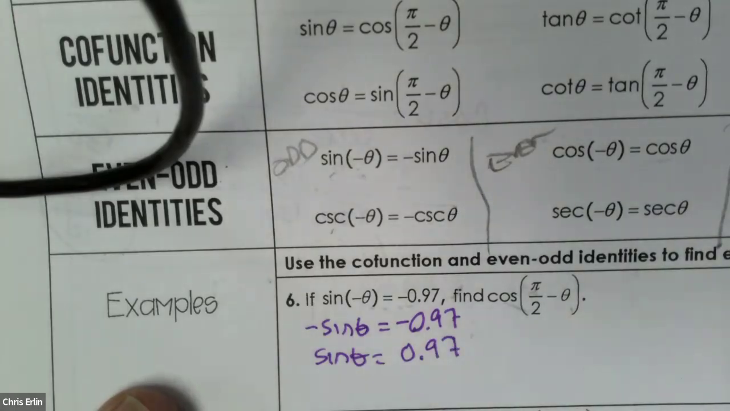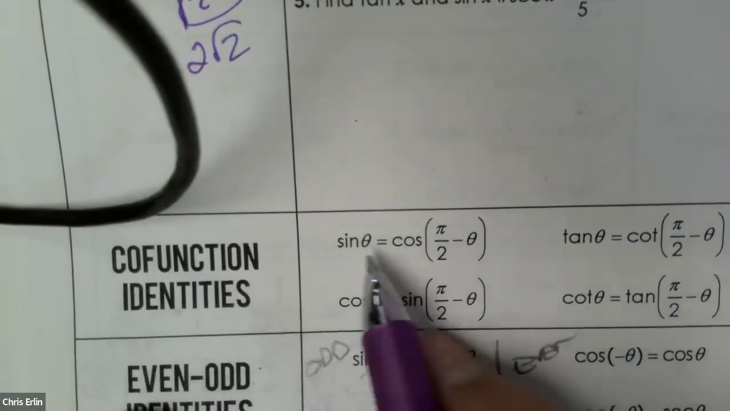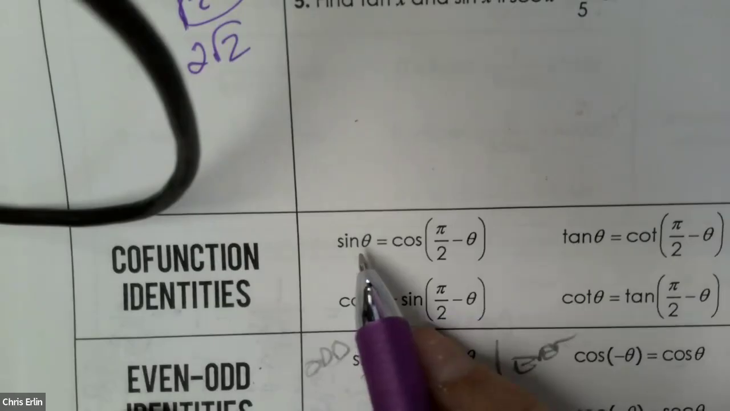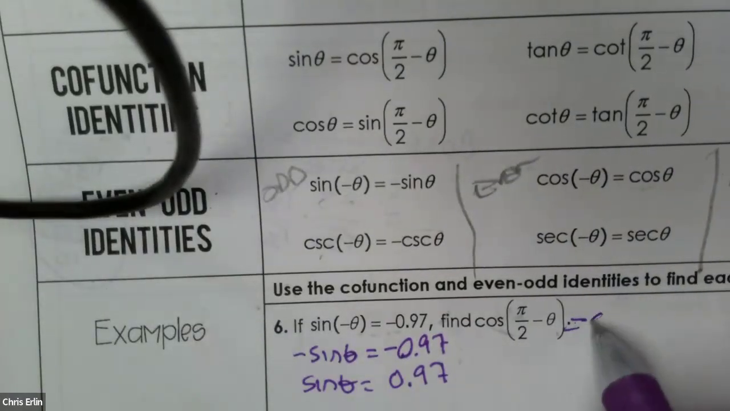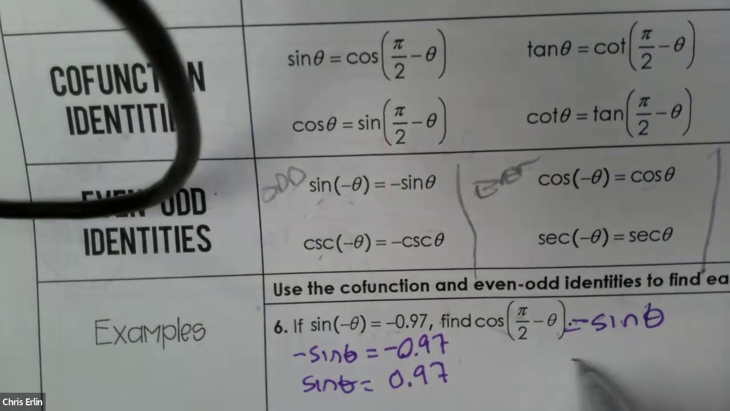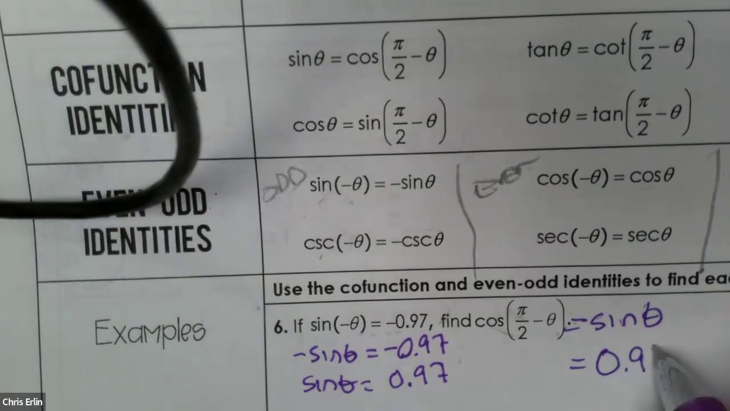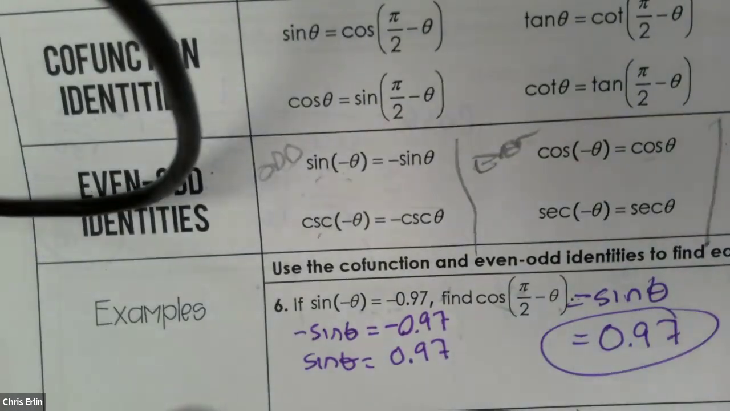I'm just going to sit on that for a second. What I'm aiming for is cosine of pi over 2 minus theta. Cosine of pi over 2 minus theta, that whole thing is equal to sine theta. So if cosine of pi over 2 minus theta is equal to sine theta, and sine theta is equal to positive 0.97, then cosine of pi over 2 minus theta is equal to positive 0.97.